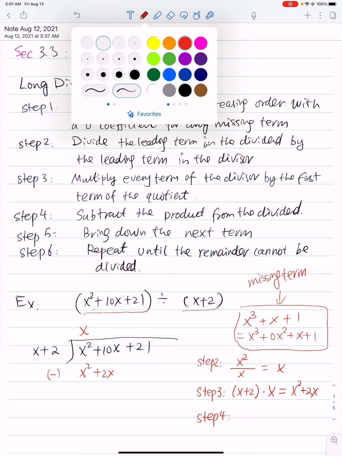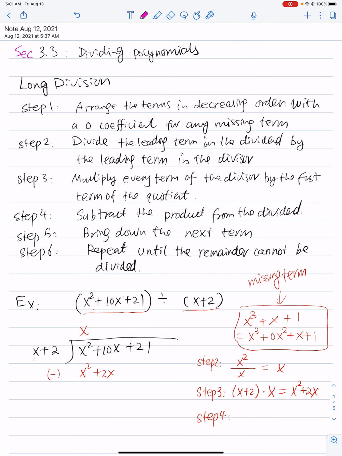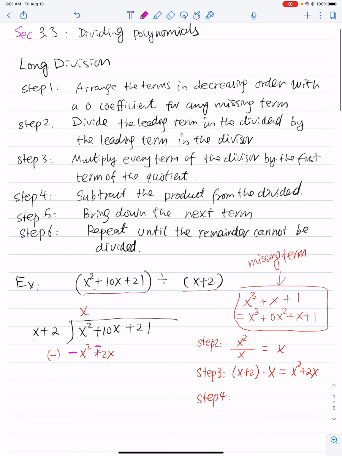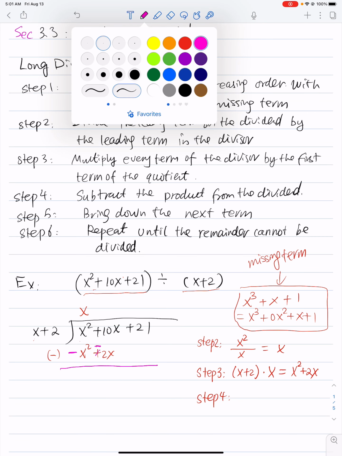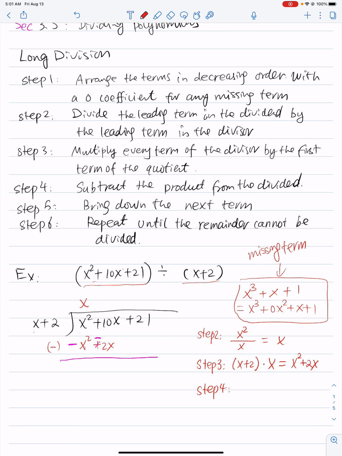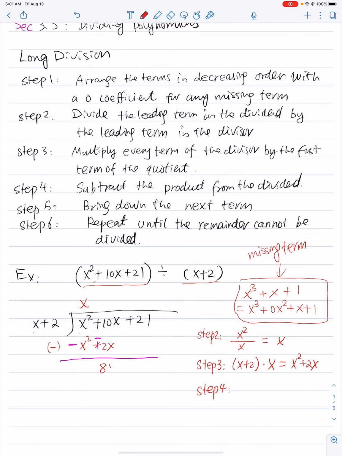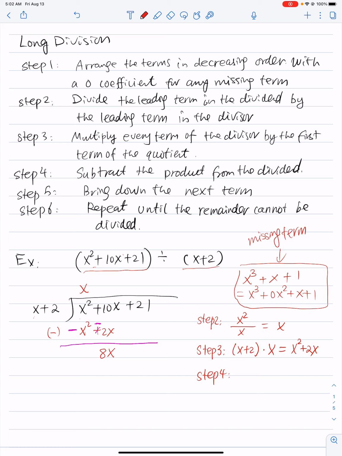Okay, so when you do the subtraction, what should we do? Yeah, you have to change the sign. And then what do you get? The first term cancels, 10 minus 2, what do you have? 8x. So here the hint is, when you subtract, the first term or the leading term will always be cancelled. And one important thing is do not forget to change the sign. Then we will bring down the next term.